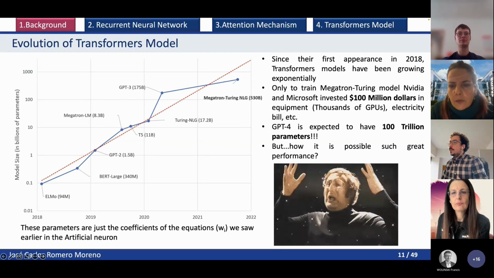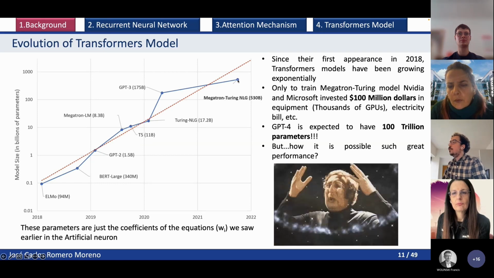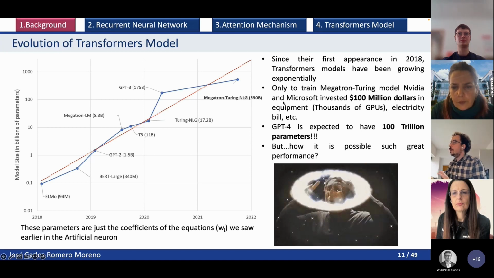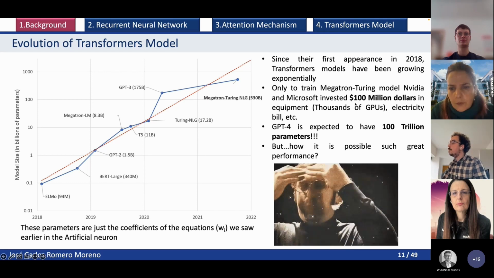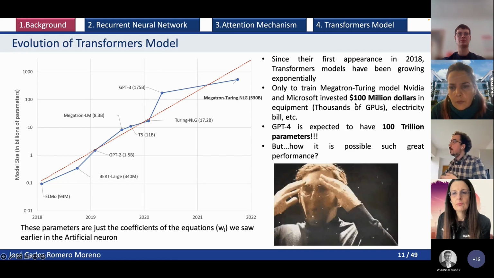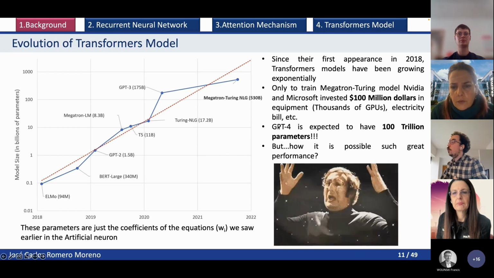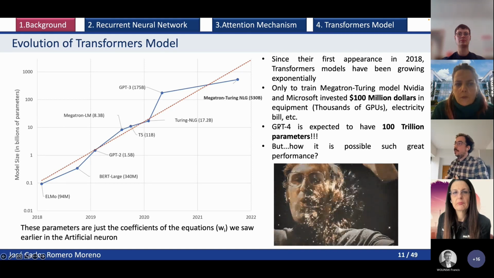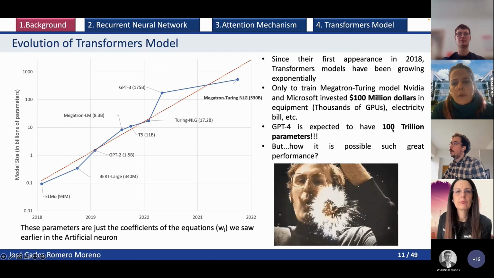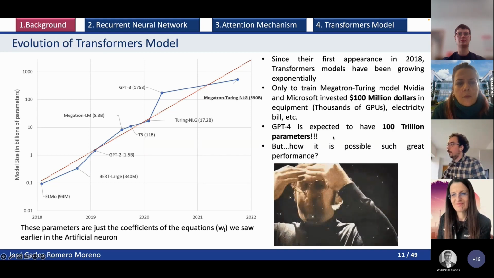Okay, so these models have grown exponentially. For example, only to train the state-of-the-art, biggest transformer model, which is called Megatron Turing, a partnership between NVIDIA and Microsoft, they invested $100 million in equipment, computer resources and electricity, only to train the model. And GPT-4, which is the evolution of ChatGPT, is expected to be released this year, and is expected to have 1 trillion parameters, which is really crazy. So we don't know what this model is going to be able to solve.